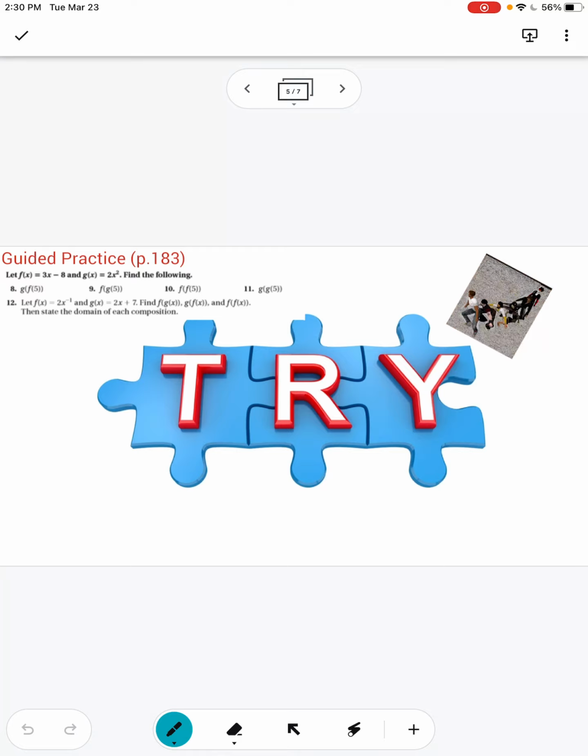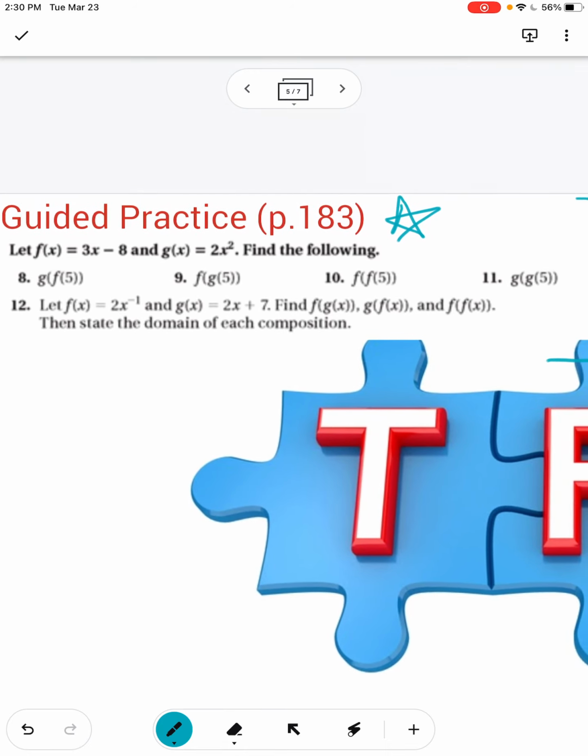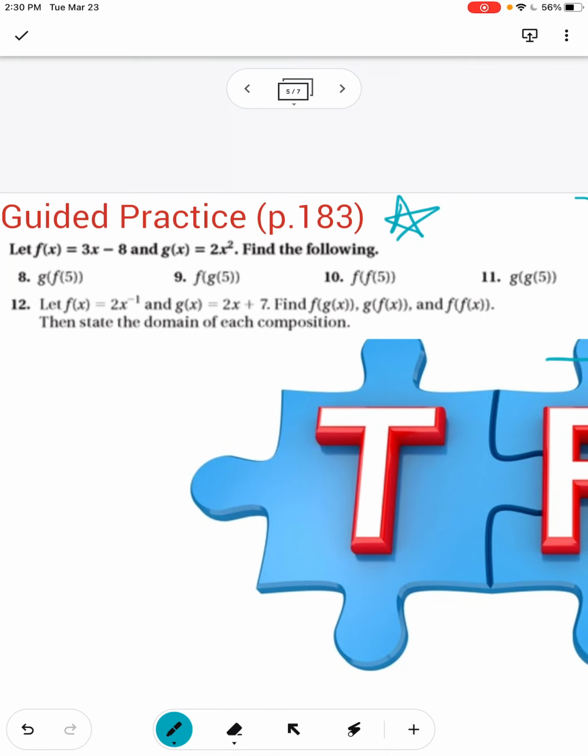So now, what I would like you to do for the rest of the period is work on this guided practice right here. Okay? You can find it in your online textbook on page 183, or you could just take a picture of this screen. Let me zoom in for you. Okay. Work on that, and then we will go over that next time I see you.